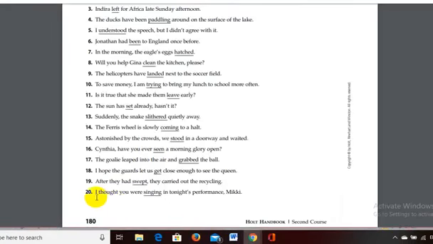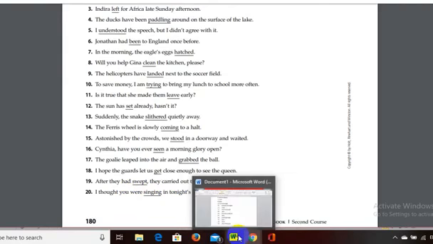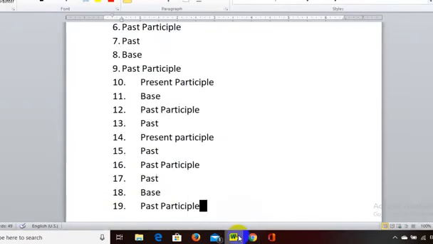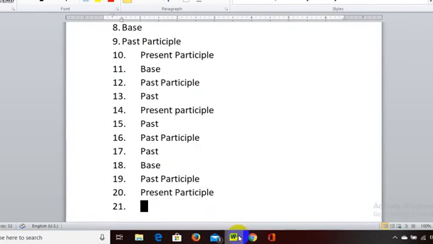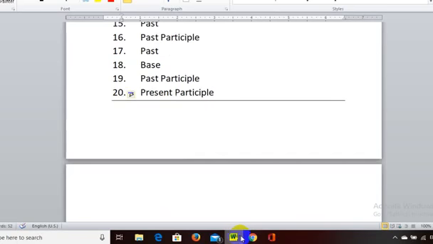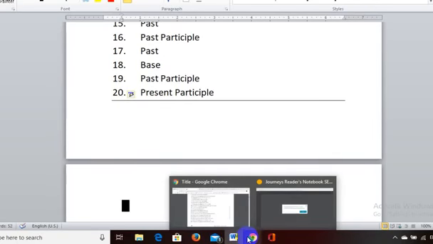Number 20. I thought you were singing in tonight's performance, Mickey. So singing here, ing, right? It's going to be our present participle form. Easy. Okay, so that's our first page. Now let's move on to our next page.